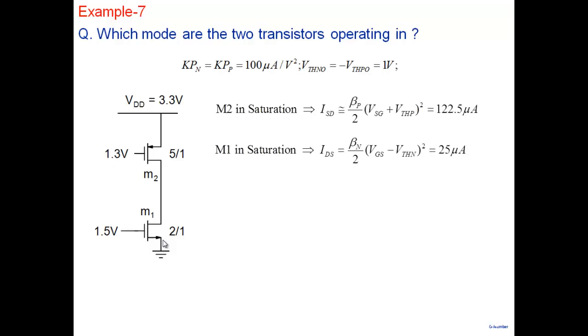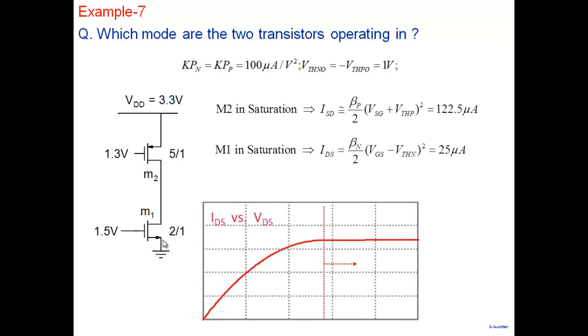So M2 is wrong. M2 cannot be in saturation region. M1 could be. Why am I saying this? Once the source to gate voltage is fixed, and if a transistor is in saturation region, the current that flows in saturation region depends on the source to gate voltage. So if you say it is in saturation region, and the source to gate voltage is fixed, it has to carry 122.